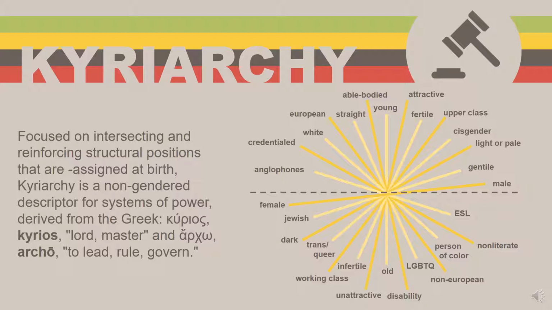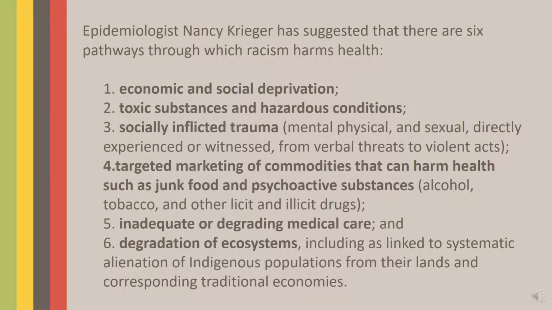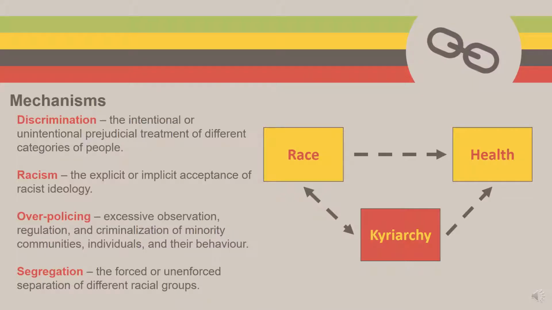As I'm sure you can readily understand, young people whose identities are associated with these marginalized characteristics are bound to experience the negative health consequences of these power injustices. And so when it comes to race, some of the pathways by which these inequalities impact health, Nancy Krieger identifies 6, which are listed on this slide. They include economic and social deprivation, exposure to toxic substances and hazardous conditions, socially inflicted traumas, targeting of addictive and harmful foods and substances, inadequate health care, and attacks on the fundamental sources of resilience that minority people would otherwise have.